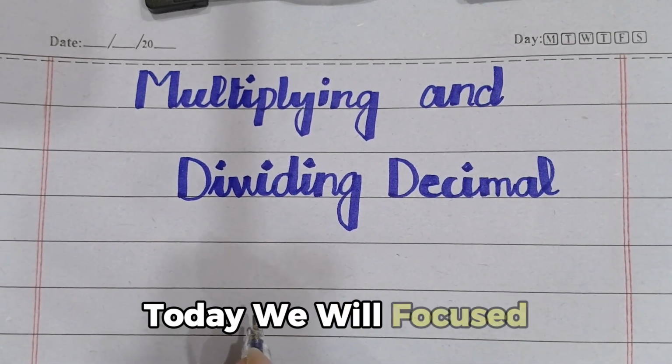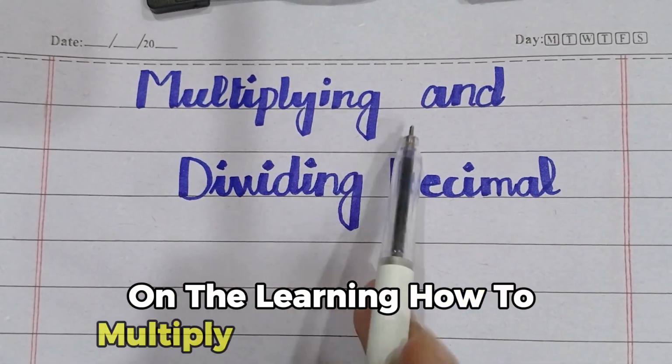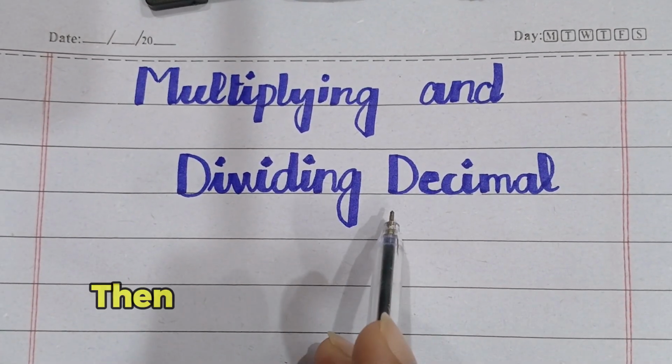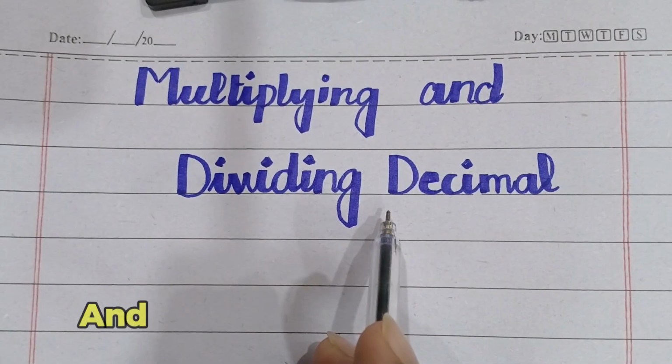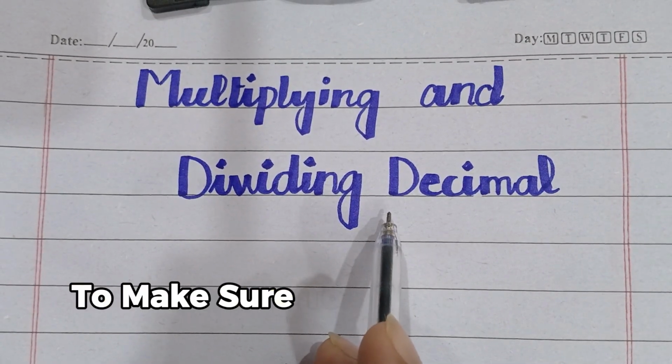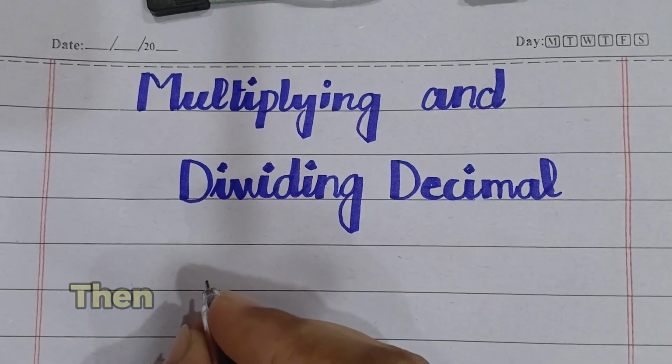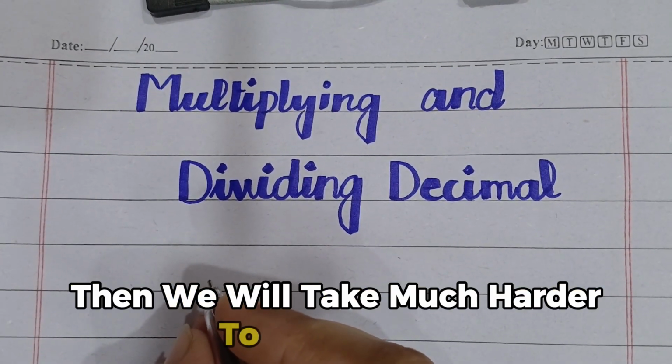Today we will focus on learning how to multiply and divide decimals without using a calculator. First, you will calculate your answer and then confirm it with a calculator to make sure you got it right or wrong. Let's start with a simple example, then we will take much harder ones.